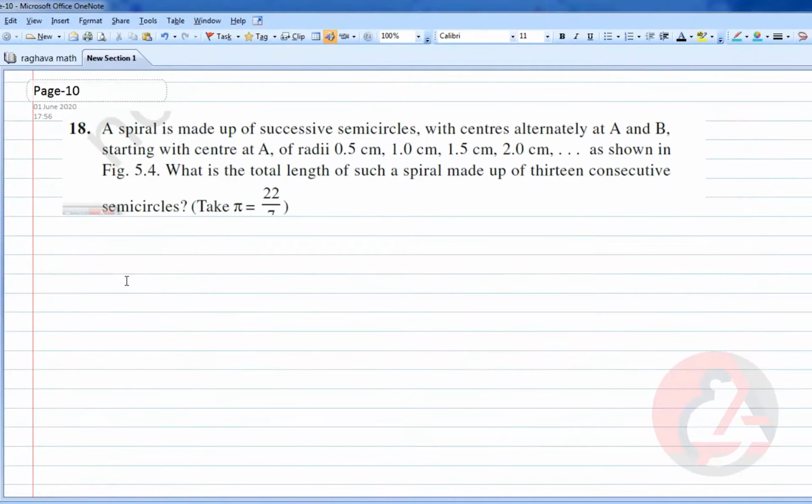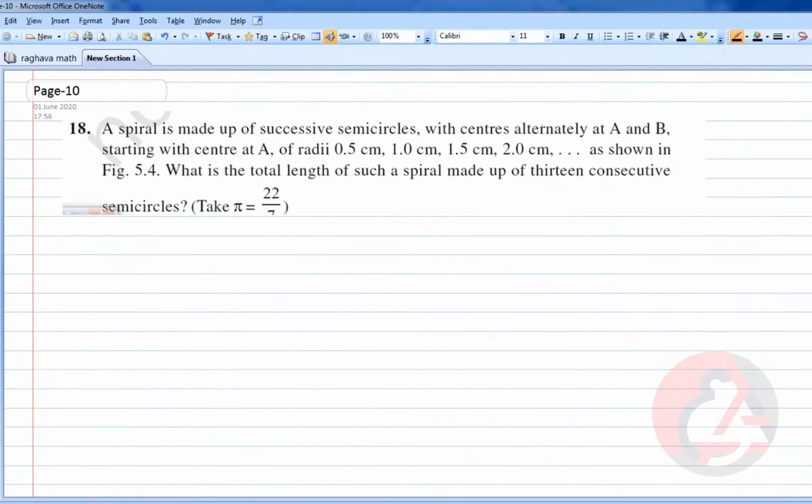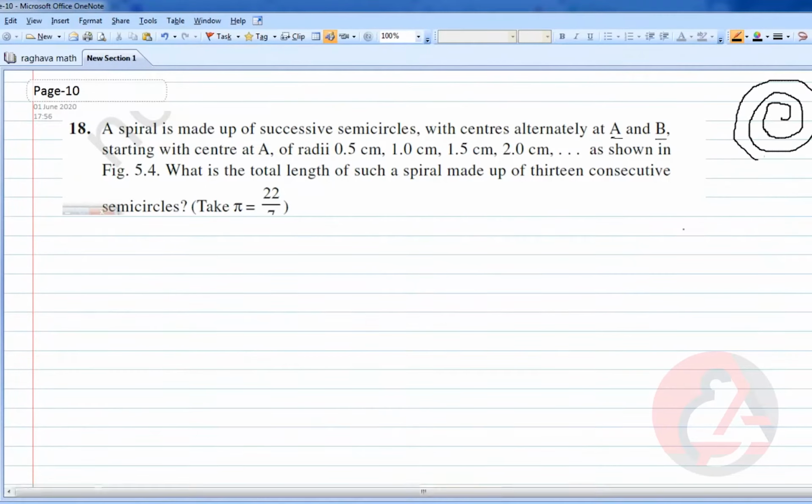I will give the clue. You try. See, a spiral is made up of successive semicircles with the centers alternately A, B, like this. That means this is called a spiral. How is the spiral made up? It starts with A, the first semicircle, with center A of radius 0.5 centimeter. The second one is 1 centimeter.